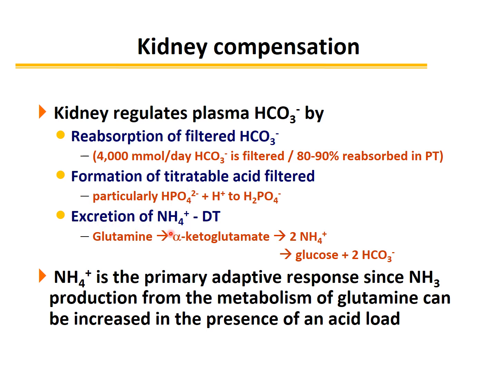Now, the excretion of ammonia, this is how we can excrete the hydrogen. That usually happens in the distal tubule. This ammonium is generated from glutamine through alpha-ketoglutarate, and that is going to produce 2 moles of ammonium and glucose and 2 bicarbonate as well. The bicarbonate can be reabsorbed and the ammonium is excreted. So this is how we can excrete the hydrogen ion in the kidney. So ammonium is a primary adaptive response, since ammonium production from the metabolism of glutamine can be increased in the presence of an acid load immediately.